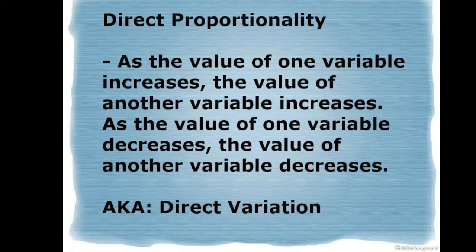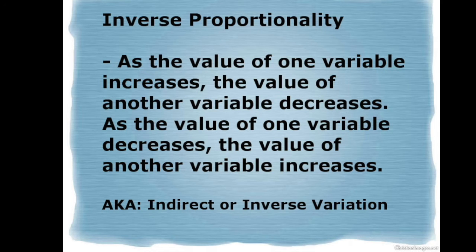Direct proportionality. As the value of one variable increases, the value of another variable increases. As the value of one variable decreases, the value of another variable decreases. Also known as direct variation. Inverse proportionality. As the value of one variable increases, the value of another variable decreases. As the value of one variable decreases, the value of another variable increases, also known as indirect or inverse variation.